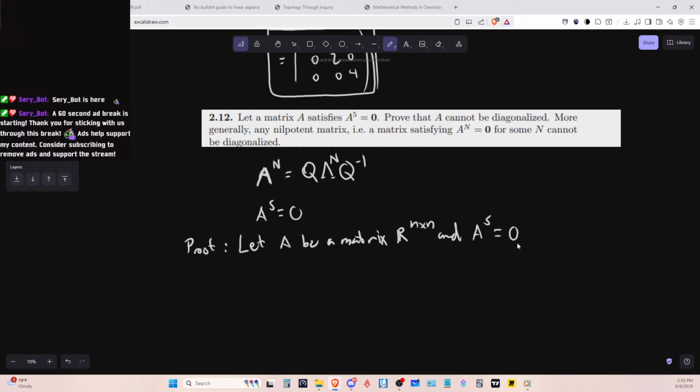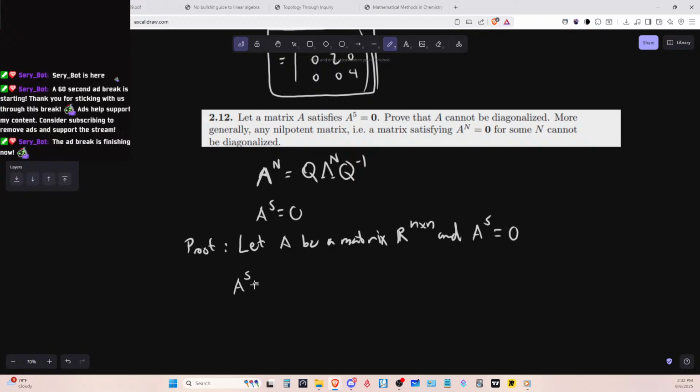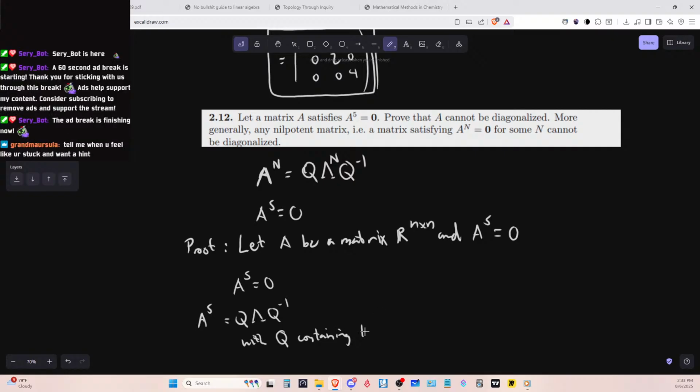More generally, any... okay, so if we have A is equal to this, then that would mean that A^5 is equal to this, with Q containing the eigenvectors.